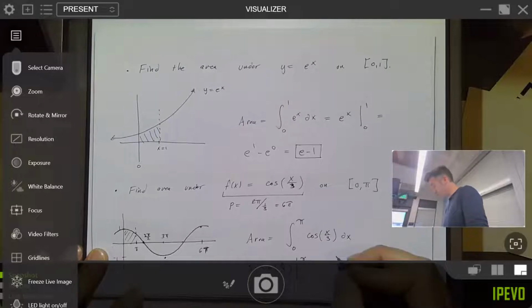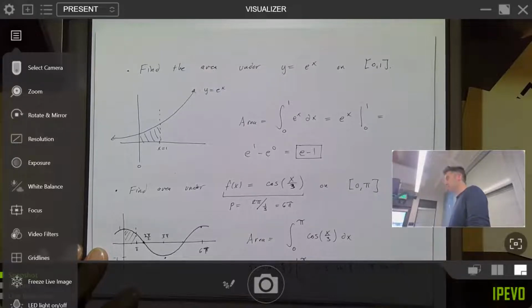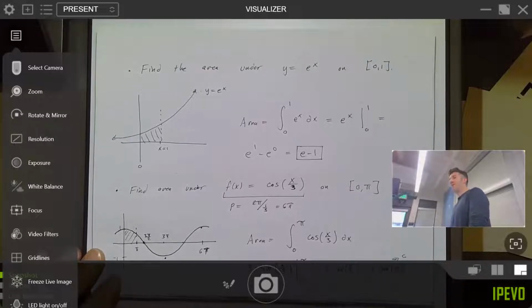And then we plug in. We get 3 times sine of pi over 3 minus 3 times sine of 0 over 3. Sine of 0 is 0. And sine of pi over 3 is something we're supposed to know. It's the square root of 3 over 2.